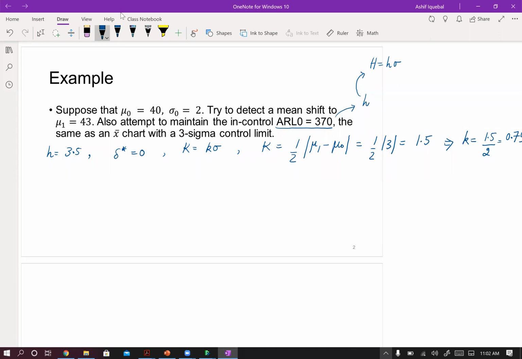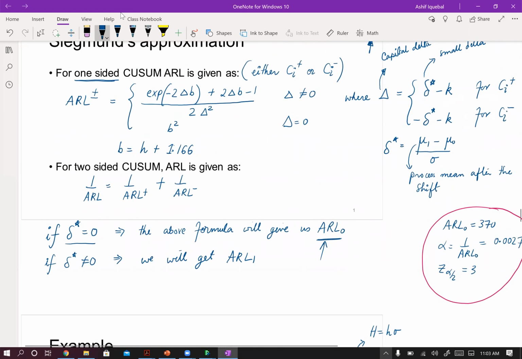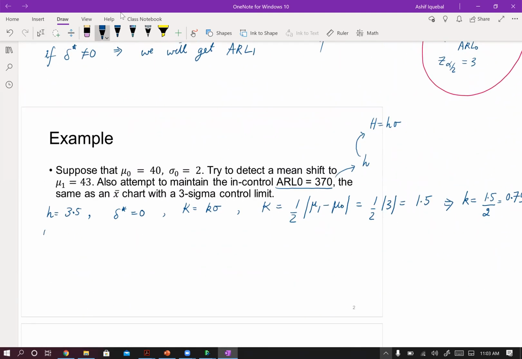Definitely, if the value of K was 0.5, then we can actually use that table as a reference and pick the value somewhere between 4 and 5. Right. So now we have these values with us. Now, if you go back to the formula for ARL here, we need two parameters. We need small b and we need capital delta. Small b is easy. Small b is just h, which is 3.5, plus 1.166, right? So this will be 4.466.